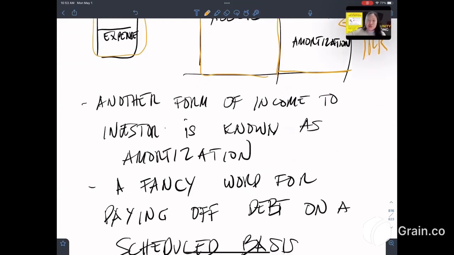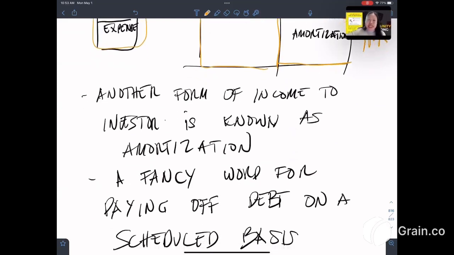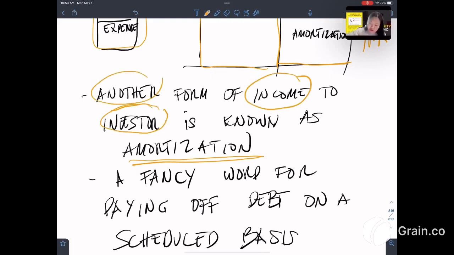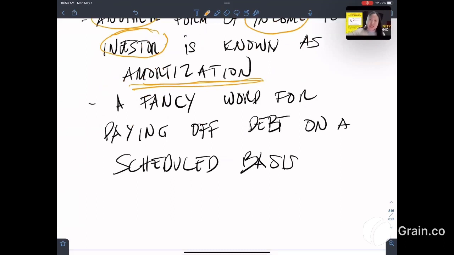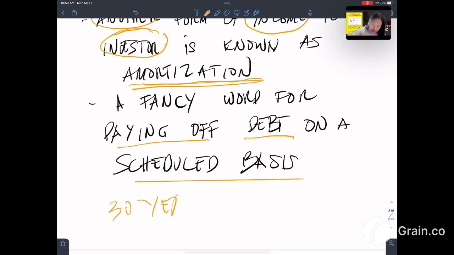Another form of income to investors is known as amortization. You have to remember it's for an investor and it's another form of income. So these are the key words: another income for investors, also known as amortization. Amortization is a fancy word for paying off debt on a scheduled basis. So in America, we have 30-year amortization.